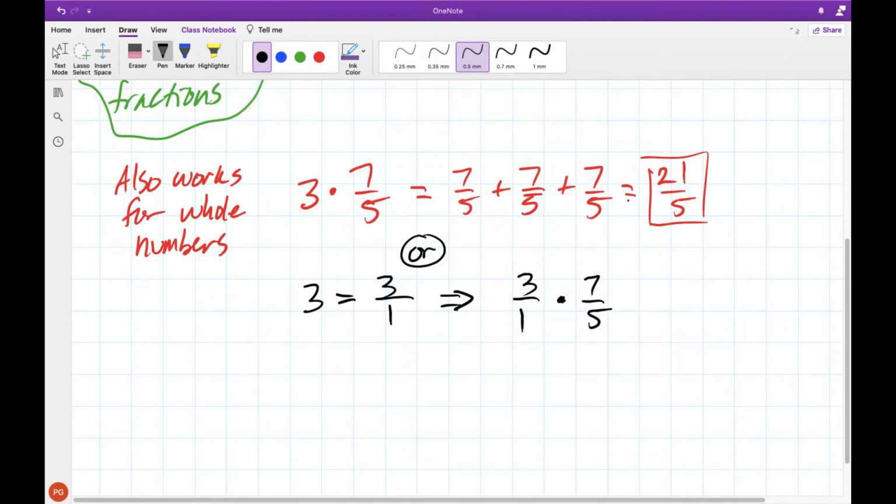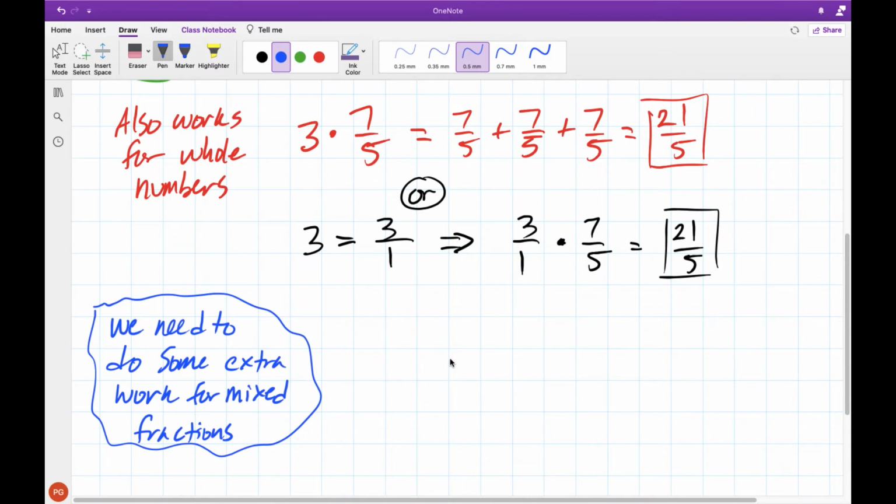Now whether the first way or the second way is easier, that's up to you. But I wanted to show you that we could also use the same idea. These are both improper fractions. We multiply the tops together, we get 21. We multiply the bottoms together, we get 5. And we'll get the same answer either way.